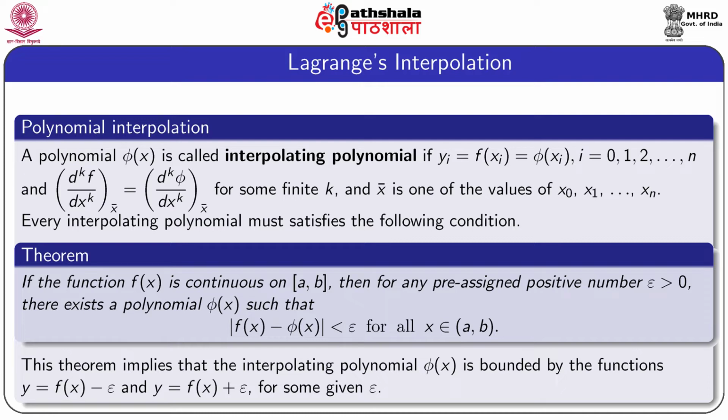If the function f of x is continuous on a closed interval a b, then for any pre-assigned positive number epsilon, greater than 0, there exists a polynomial phi of x such that the absolute difference between the function f of x and the polynomial phi of x is strictly less than epsilon for all x in the open interval a b. This expression implies that phi of x is bounded by f of x minus epsilon and f of x plus epsilon for some given epsilon.